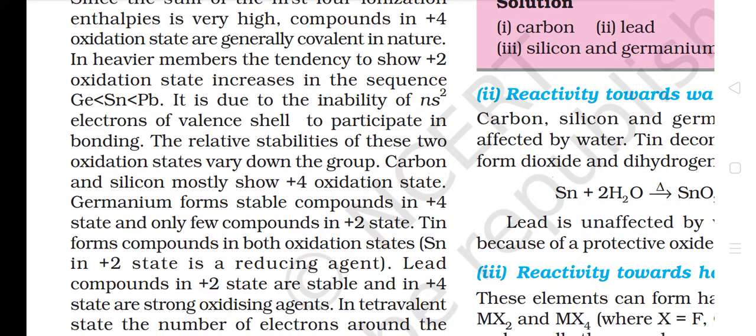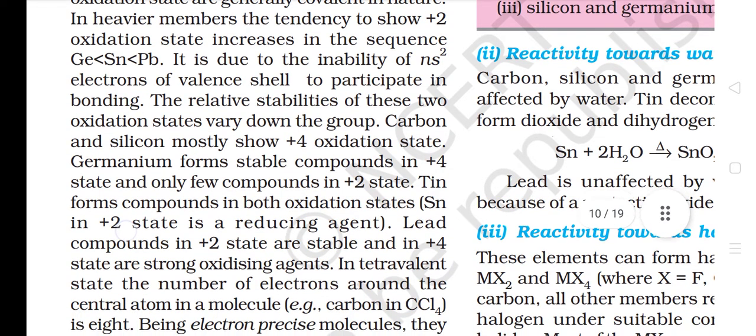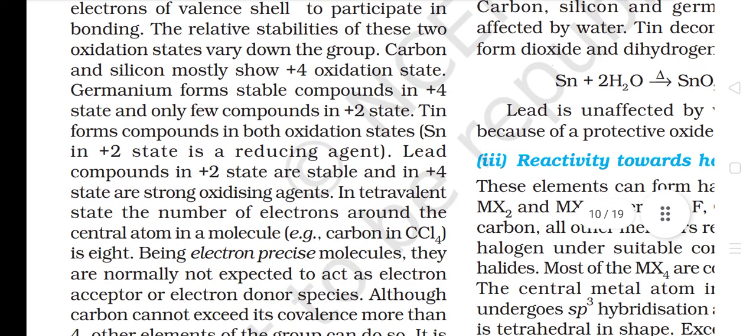It is due to the inability of ns2 electrons of valence shell to participate in bonding. The relative stabilities of these two oxidation states vary down the group. Carbon and silicon mostly show +4 oxidation state. Germanium forms stable compounds in +4 state and only few compounds in +2 state. Tin forms compounds in both oxidation states. Sn in +2 state is a reducing agent. Lead compounds in +2 state are stable and in +4 state are strong oxidizing agents.